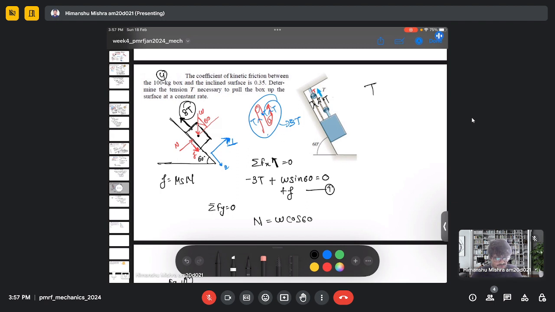Then we have a force like tension, we have a friction force, we have a normal reaction, and we have a weight. And we balance these forces to calculate the unknown force, which is the tension. So any doubt in this one?